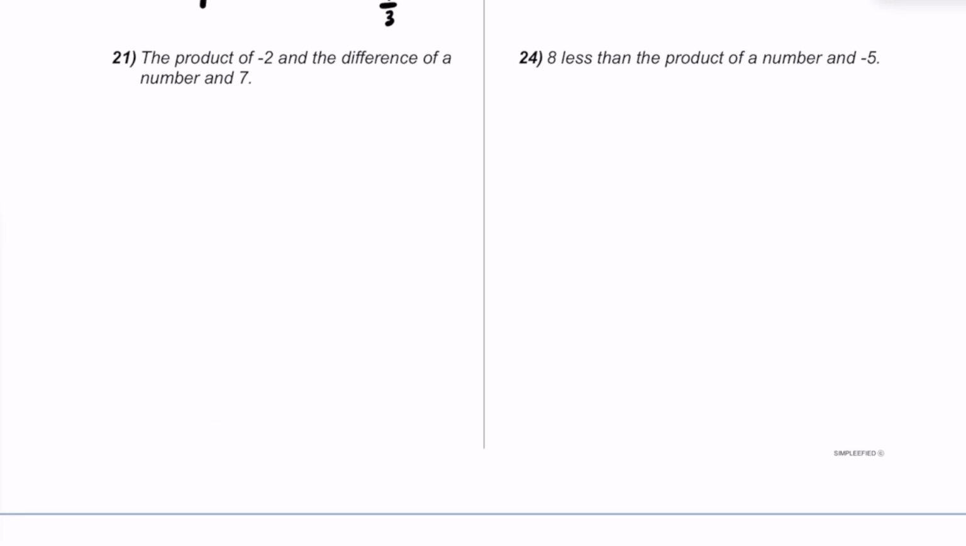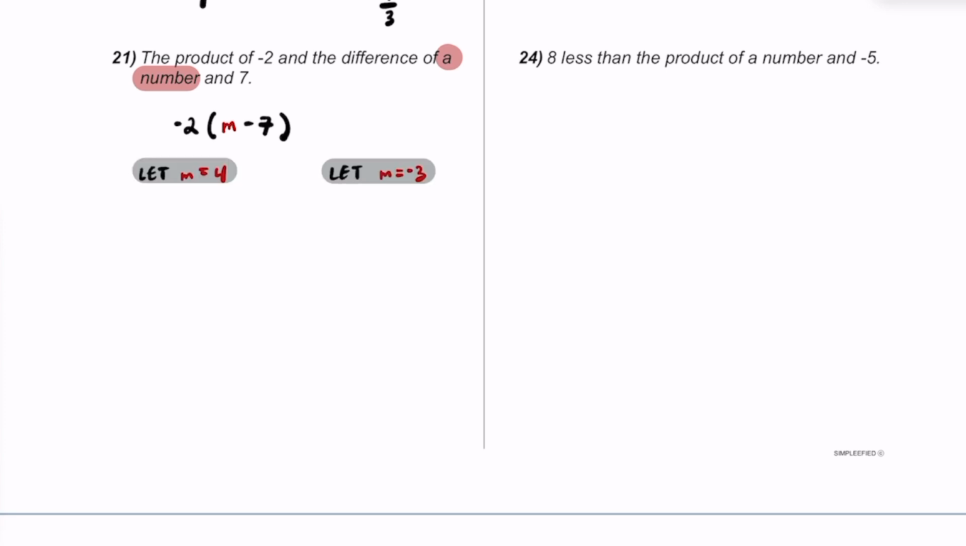For number 21, we have the product of -2 and the difference of a number and 7. So here is a number, and it's going to be the product of -2 and that difference. So keep in mind, if we take the difference of a number and 7, we're going to write the difference first. So the difference is going to be m minus 7, so that's the difference. And it's got to be the product of -2 and that entire difference. So -2 is going to multiply by that difference here. All right, so this would be our algebraic expression.